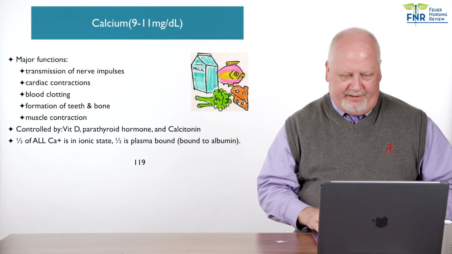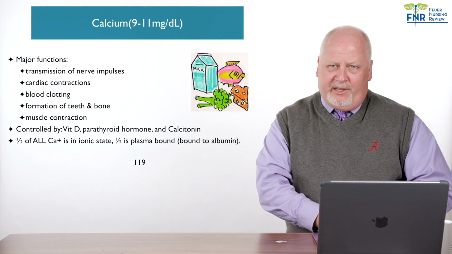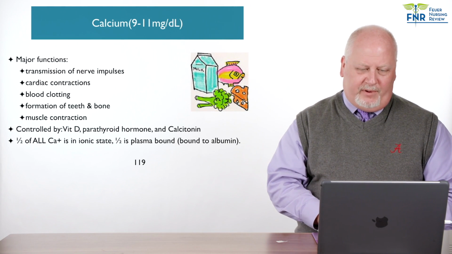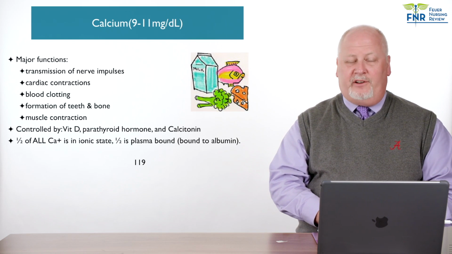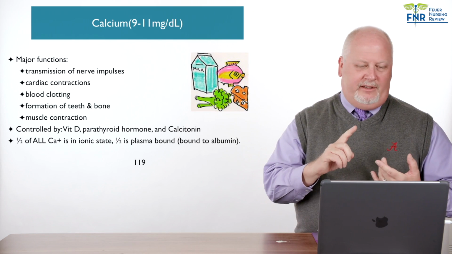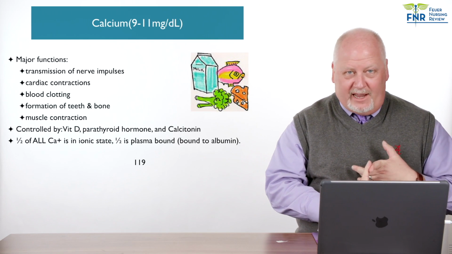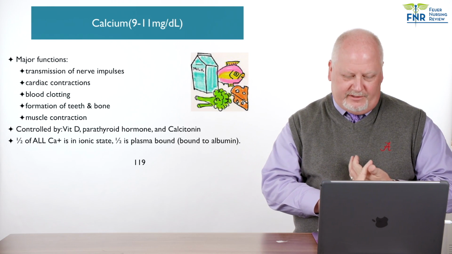We'll move on to calcium. 9 to 11 milligrams per deciliter is our normal range for calcium. And you can see the major functions. It's involved with nerve function, the heart, clotting, formation of bones, actually, and that makes sense when we think of calcium, and contraction of muscles.